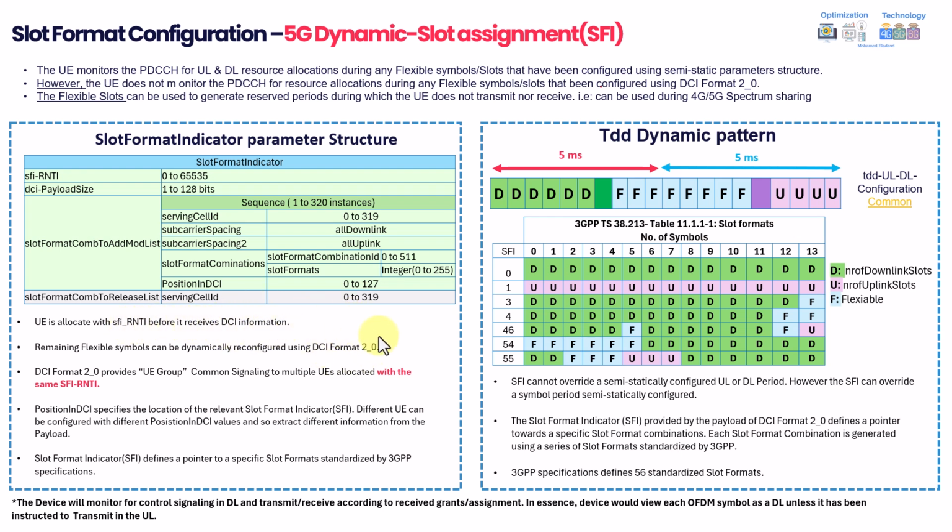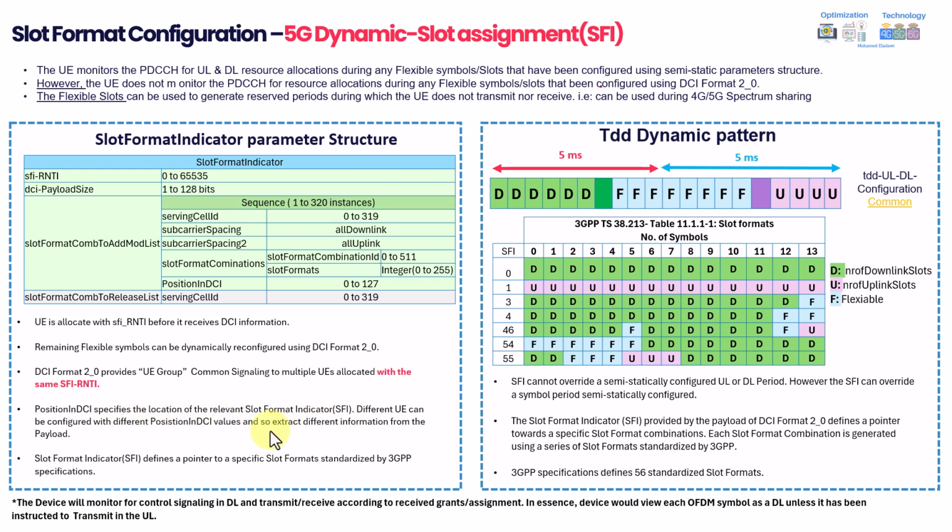Once you receive the DCI information, DCI format 2_0 provides group common signaling. So it will be sent to a group of users which are allocated the same exact SFI-RNTI. But each one of those users might have a different slot format indicator, by the way. For example, in this particular parameter, which is called position in DCI, the settings will be delivered in the messages within DCI format 2_0. This one can have a specific value which specifies the location of the relevant slot format indicator.